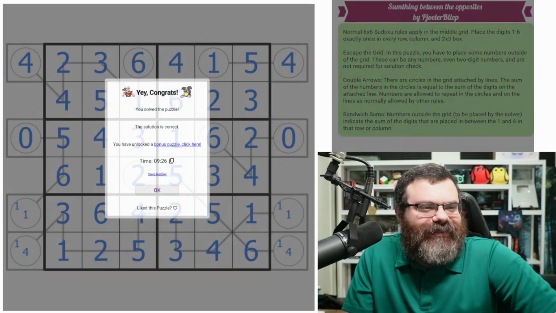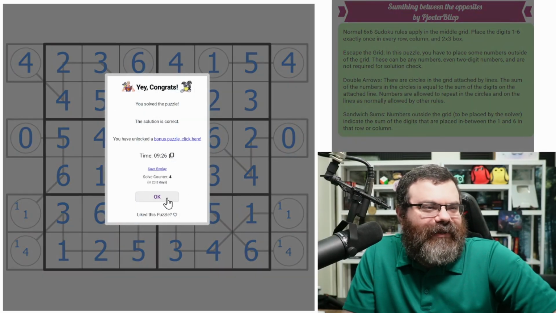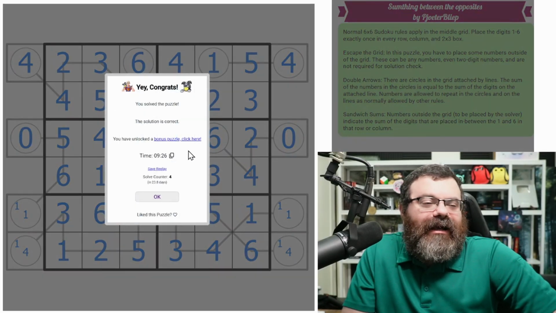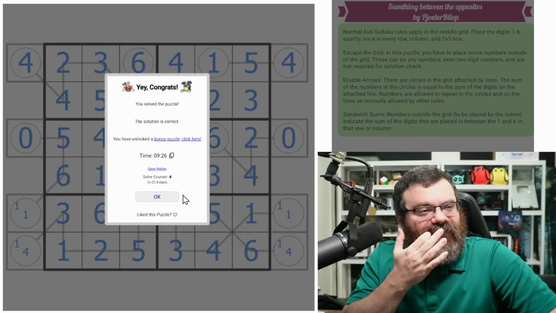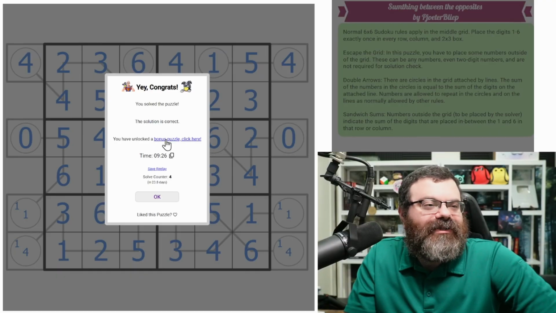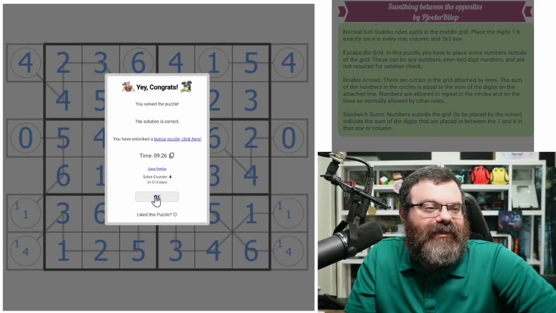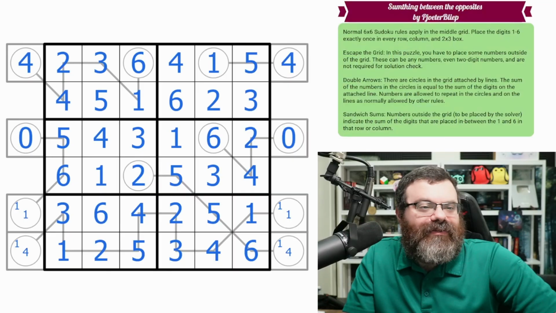What was my time again? 9:26. Okay. Oh, I've unlocked a bonus puzzle. So feel free to do these. I'm not going to do them in video, but I think that PjoeterBliep kind of made a little bit of a puzzle hunt for you, and they get harder as you move along. So if you would like to, once you finish the puzzle, you can click this link and it'll take you to the next puzzle and you can try those out.